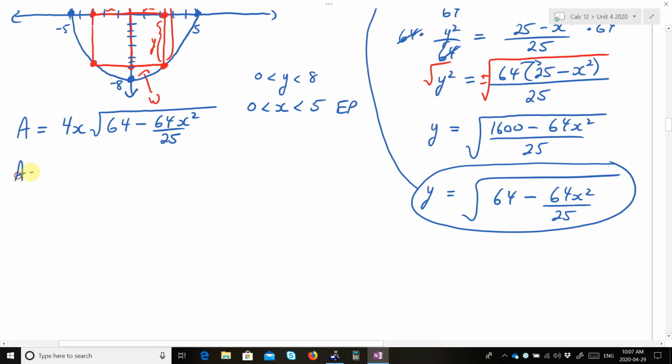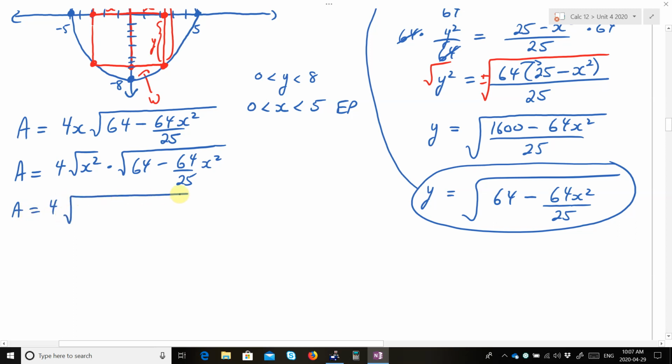So, let's do this. 4x. We can leave the 4 out front as a constant, but x is the square root of x squared, and I'm going to write it like that so that I can multiply the x squared into this other square root. And so then our area function will be 4 times the square root. Now the x squared can distribute onto both of these terms, and we would have 64x squared minus 64 over 25 x to the 4th. Awesome.